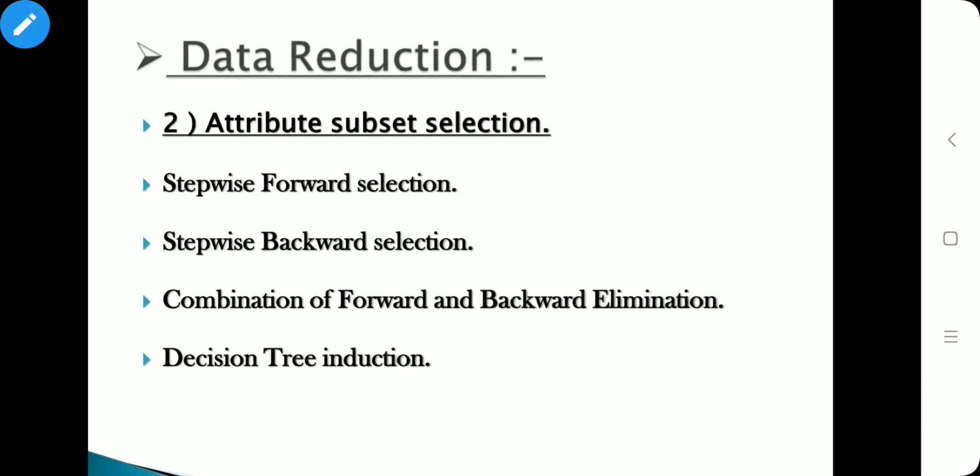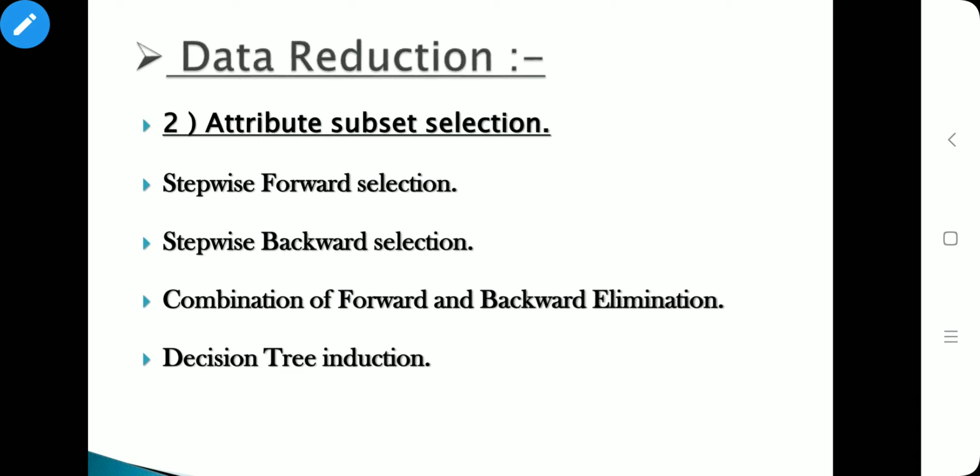In stepwise forward selection, it starts with an empty set of attributes and the best of the original attributes is determined and added to this reduced set. At each subsequent iteration or step, the best of the remaining original attributes is added to the set. Then in stepwise backward selection, the procedure starts with the full set of attributes. It consists of all the attributes, and at each step it removes the worst attribute from that set.